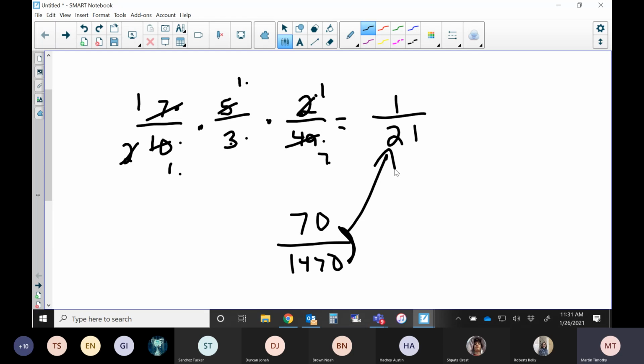Does anyone have questions on anything that I just talked about? That is basic fraction work. We're going to have to apply it to much larger and nastier numbers here in just a second.